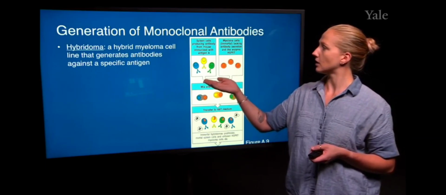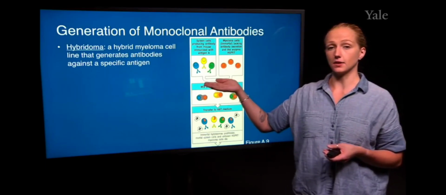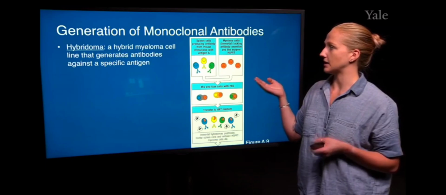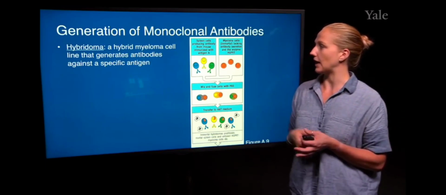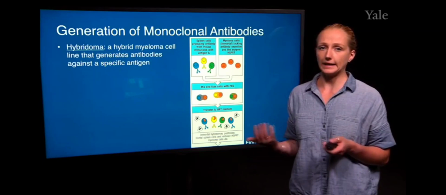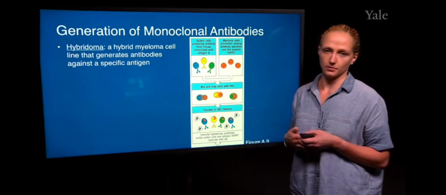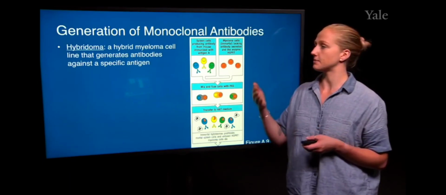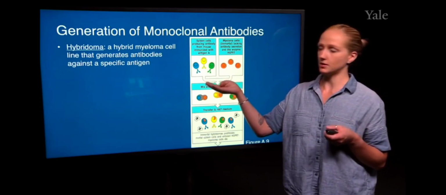Then, once you isolate these cells from the mouse, you also obtain myeloma cells that lack antibody secretion and the enzyme HGPRT. What's important about myeloma cells is that these are immortal cells. So they replicate continuously within a lab setting, and they won't stop proliferating. And it's important that they lack the ability to secrete any antibodies that they might encode, because you want the antibodies made from this hybridoma to derive specifically from the B cells from your mouse.